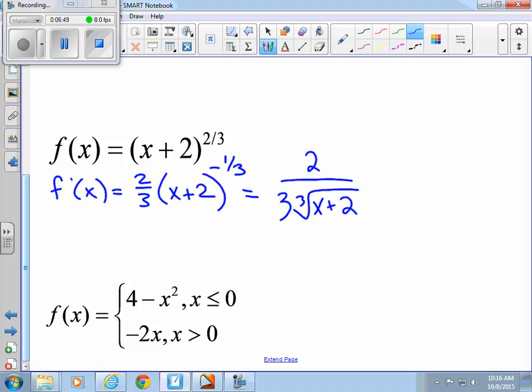So now I have a fraction. When do fractions equal 0? When the top is 0. When is 2 equal to 0? It's not. So this doesn't equal 0.